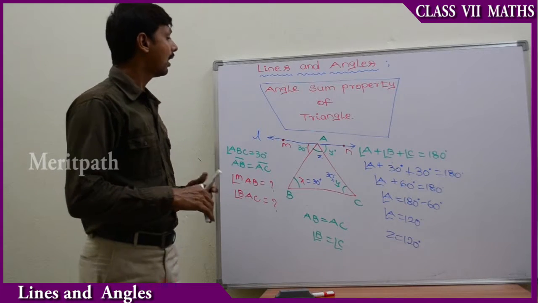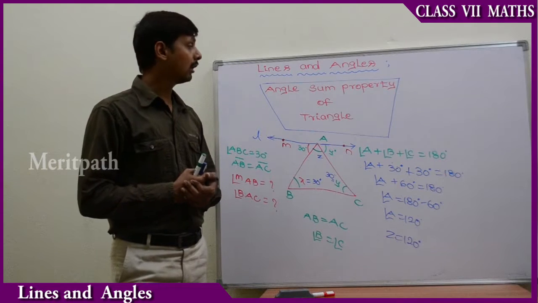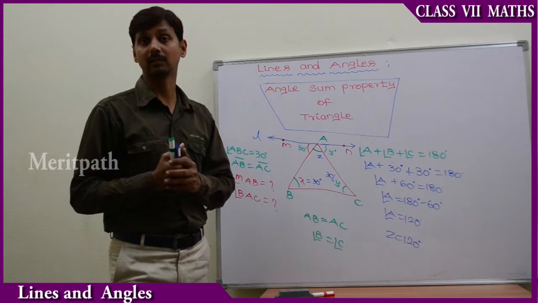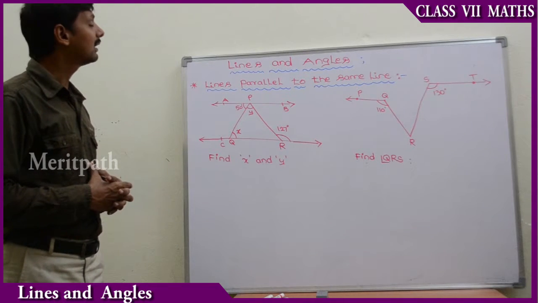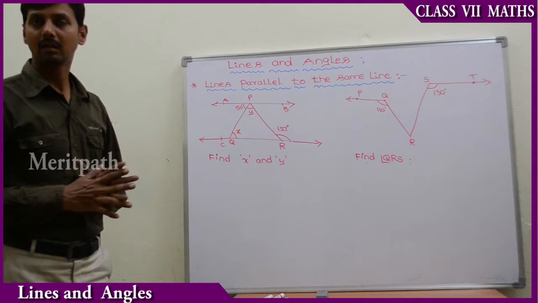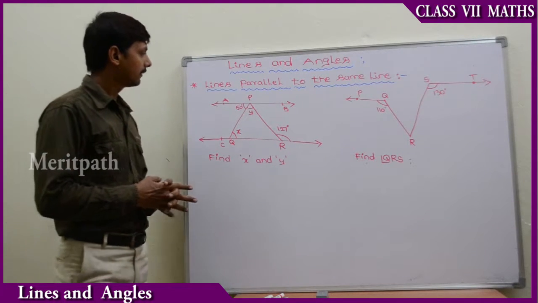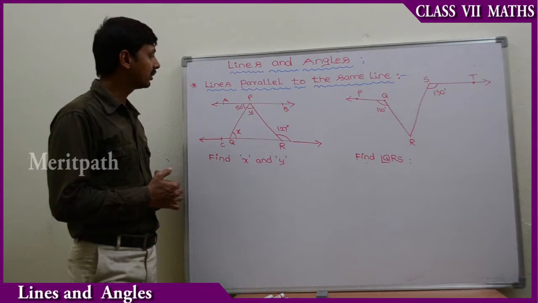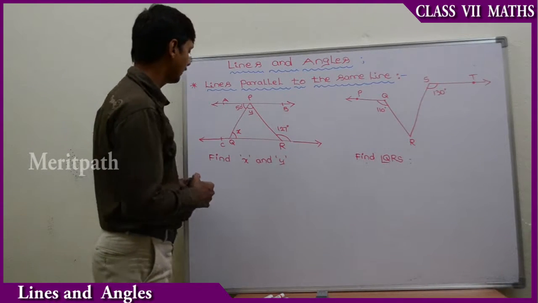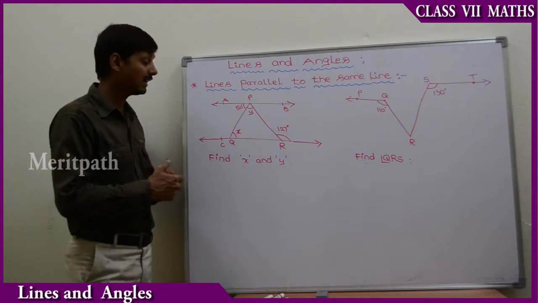In this process, we can find any of the missing angles using the transversal rule and the angle sum property of a triangle. Let's see the concept of lines parallel to the same line. Let's take some examples on this concept. We have a picture with two lines that are parallel to each other, AB and CD.